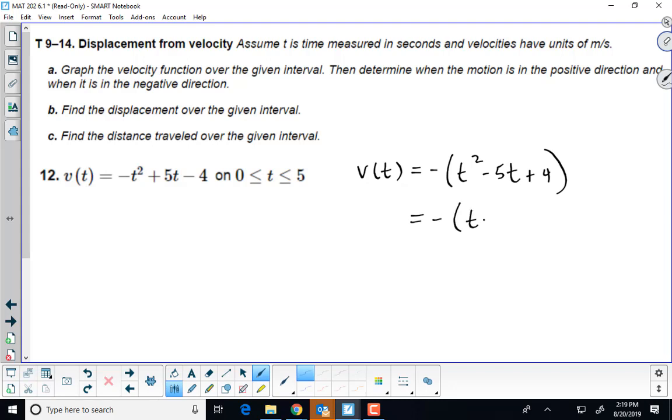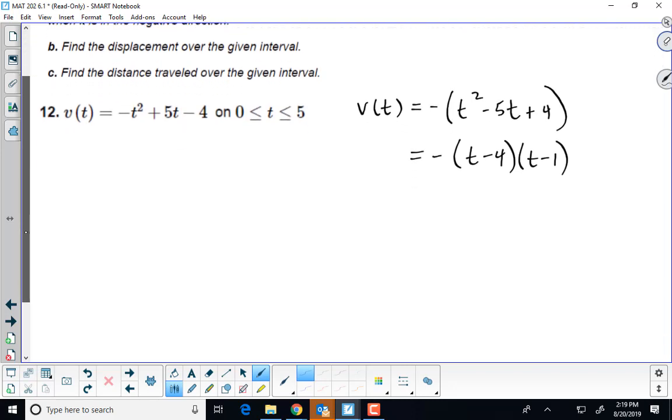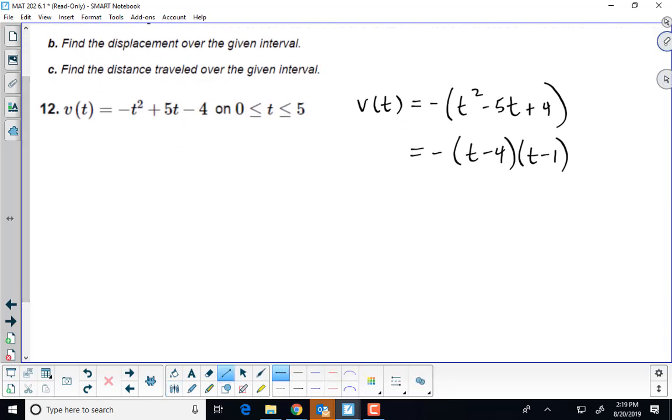One shortcut that will work if it's factorable is that you can factor it quickly, and you can see that the intercepts are 4 and 1, and we only care about from 0 to 5, so there's 0. This tells us that we have zeros at 1 and 4, so 1, 2, 3, 4, 5, so right there. And we already decided that it opens down because we have a negative leading coefficient.